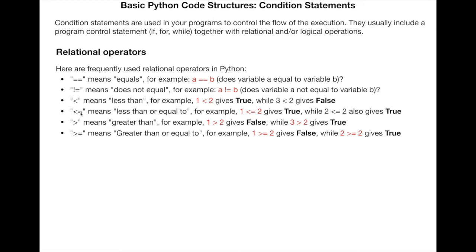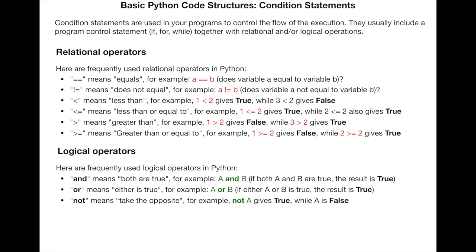or equal to compares the numerical values between 2 values. For example, 1 less than 2 gives true, and 3 less than 2 gives false, and less than or equal is the same. 2 less than or equal to 2 also gives true. Greater than and greater than or equal to follow the same idea as less than. It's just always comparing the numerical values between the 2.